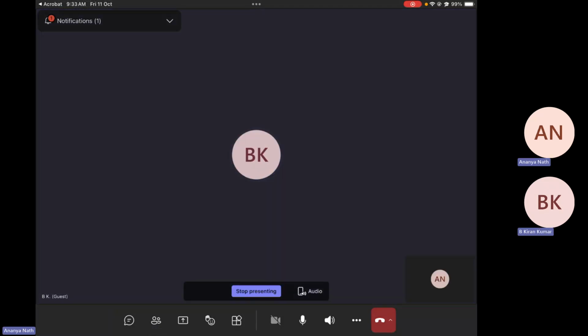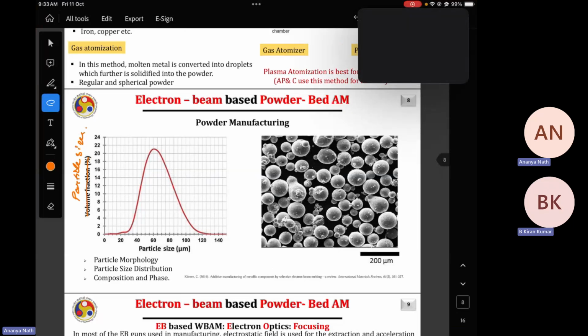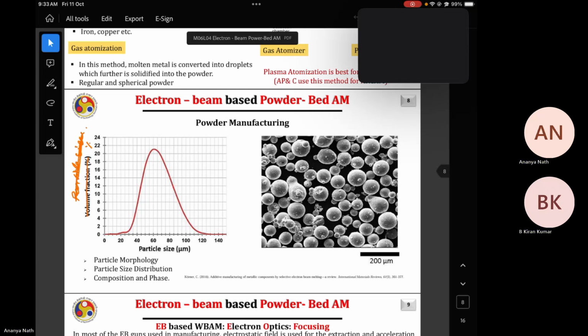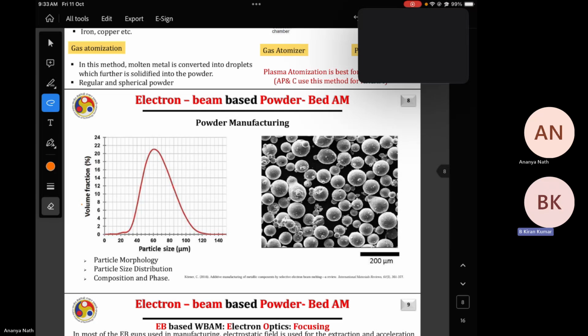I was continuing with the topic that has been covered in week 12, so you can listen to it. I was talking about the powder size distribution. This is the portion, this is another portion. This is the powder distribution for DED. For LPBF, it will start with end by 45.